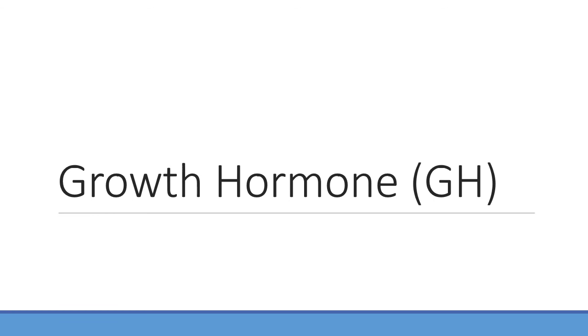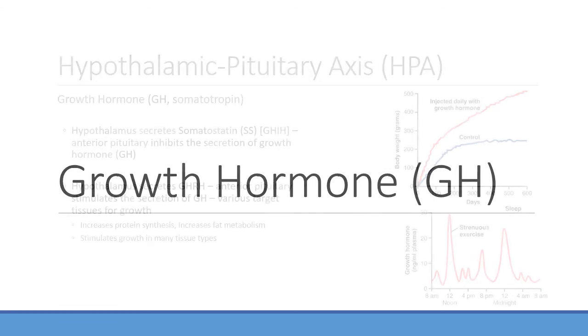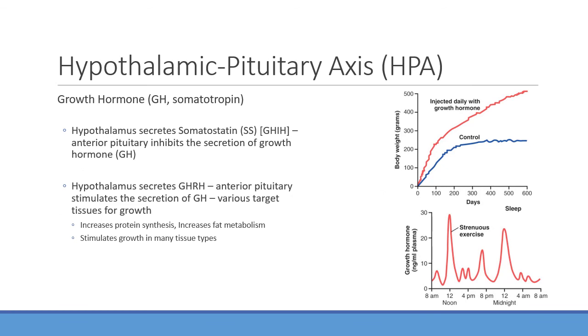If you ever see some of these bodybuilders, some of them are actually abusing growth hormone to try to help increase muscle production and things like that. But yes, this is definitely an anabolic hormone. Growth hormone, or somatotropin, is another name you may see it being called.